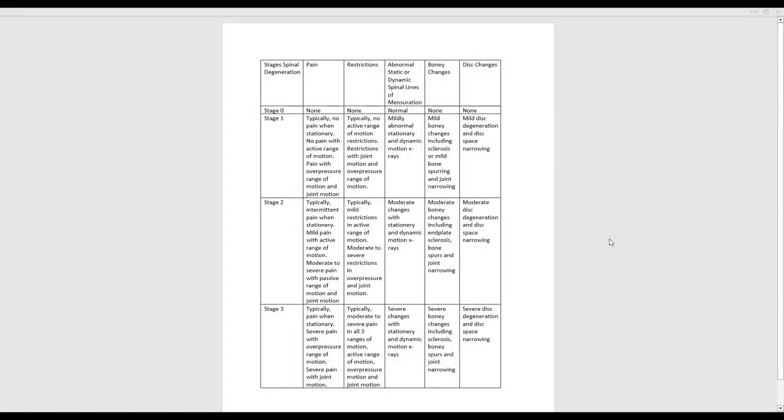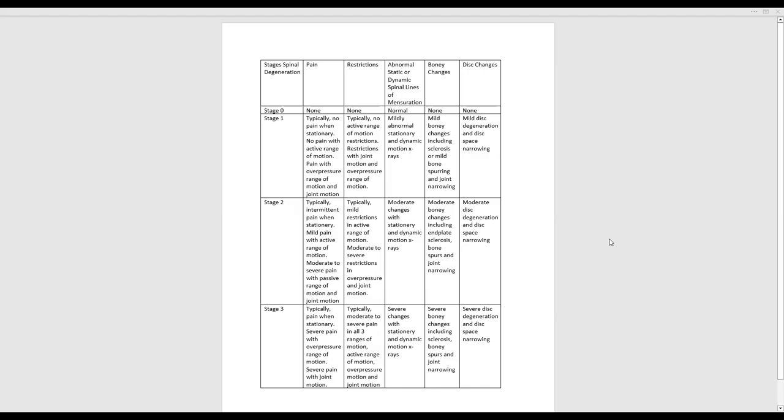This is a nice little chart that I put together: stages of spinal degeneration. And then what I did is I connected pain. If you look at the top from left to right, I connected pain, restrictions, abnormal static or dynamic spinal lines of mensuration, bony changes, disc changes. So this is a very good simplistic chart I created.